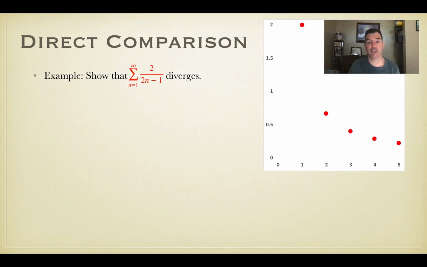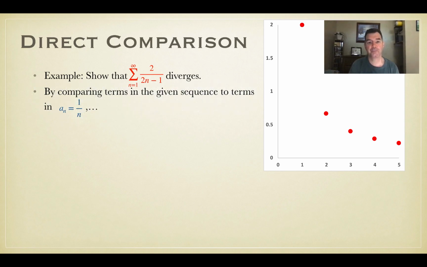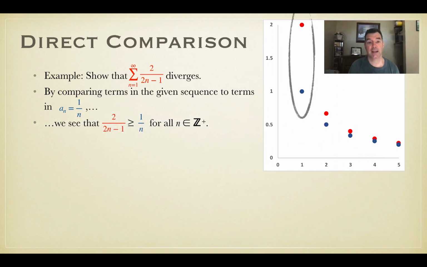Now let's show divergence using the same test. I need to show that the sum of 2 over 2n minus 1 diverges. So again, I'm looking for a series that looks a lot like 2 over 2n minus 1, a series that I know the convergence or divergence of. And since I'm trying to show divergence, I need to find a series that is actually less than this one with every term. So I'm going to compare this to 1 over n. And if I graph both series, 1 over n is always less than 2 over 2n minus 1 for every single value of n.